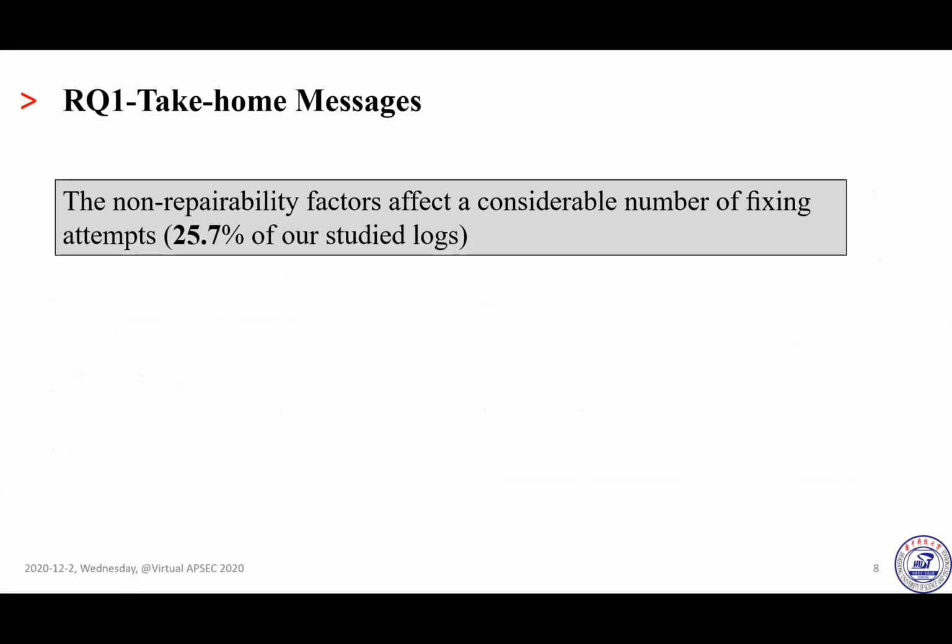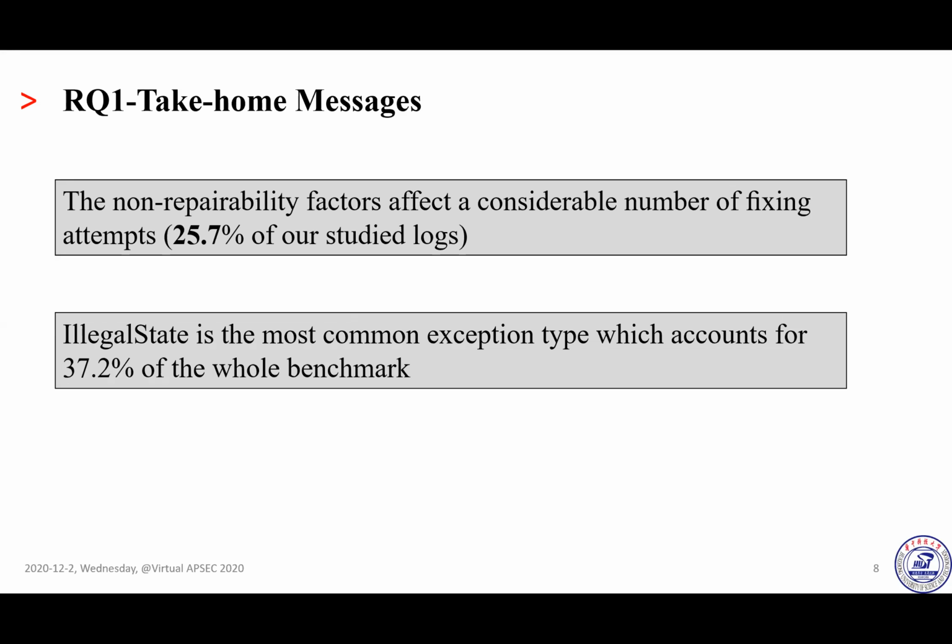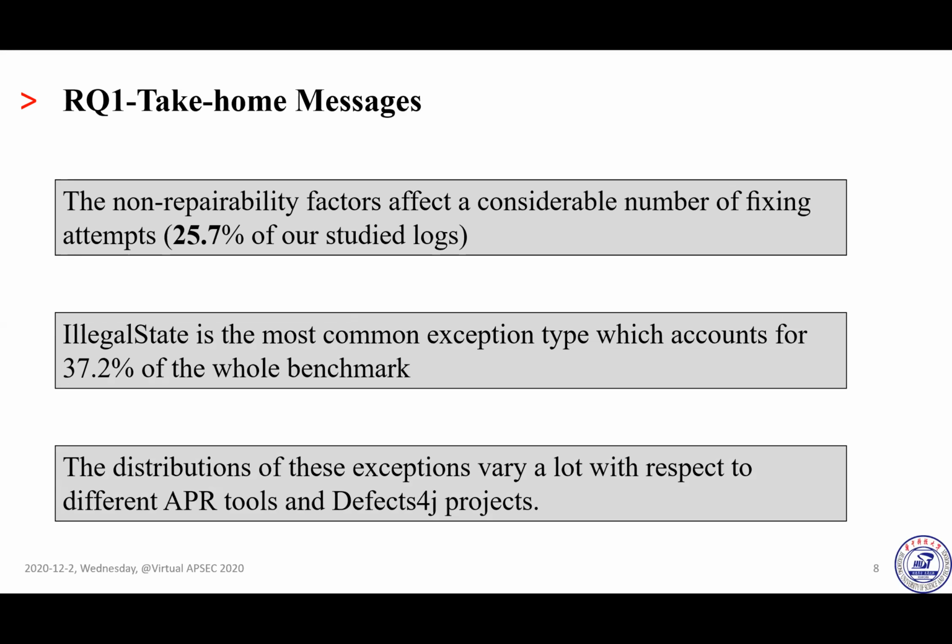Here is the take-home message of RQ1. Firstly, the non-repairability factors affect a considerable number of fixing attempts, 25.7% of our study. Secondly, illegal state is the most common exception type, which accounts for 37.2% of the whole benchmark. The last one is that the distributions of these exceptions vary a lot with respect to different APR tools and the Defects4J projects.